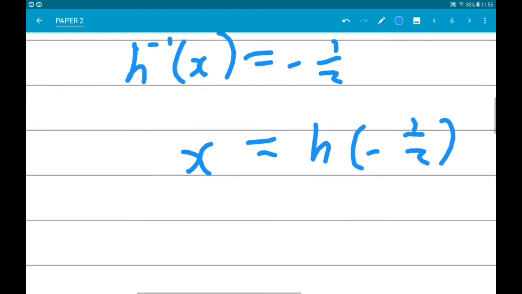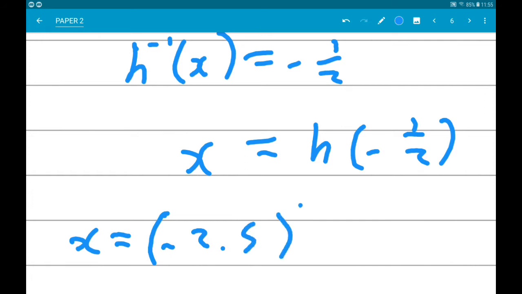Now that gives us then x is (minus 1/2 minus 2) squared, so that's minus 2.5 squared, add 1. Now that gives us 7.25.